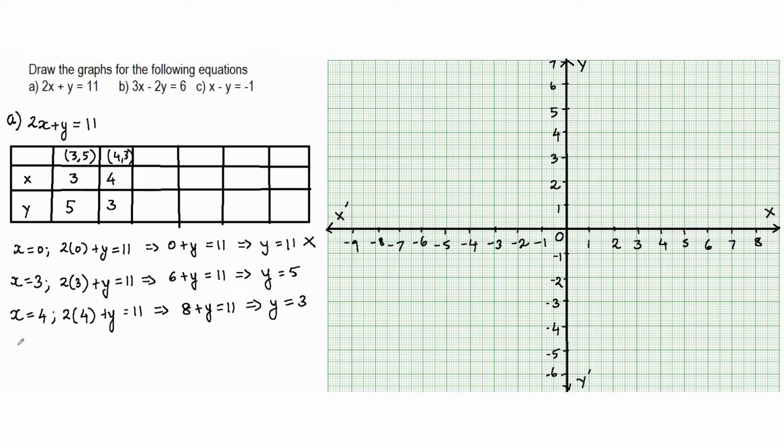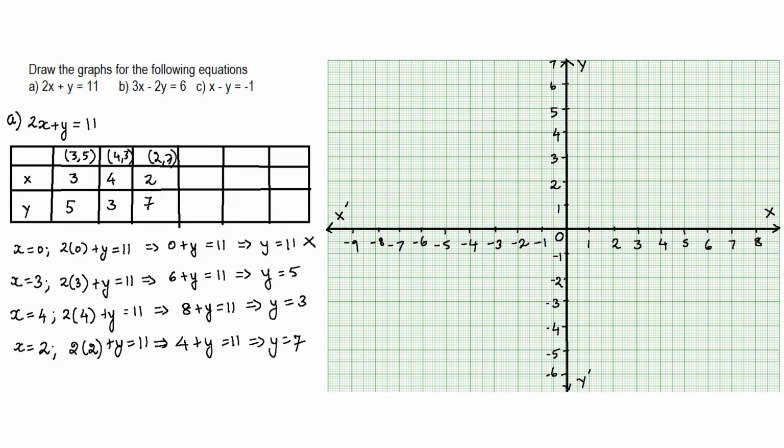Let's now substitute a different value for x. So let's take x equal to say 2. So 2 times 2 plus y should be equal to 11, which means 4 plus y should be 11, and that implies y should be equal to 7. So you will notice that y equals 7 is definitely a possibility. So I get x equals 2 and y equals 7, and therefore the point is 2, 7.